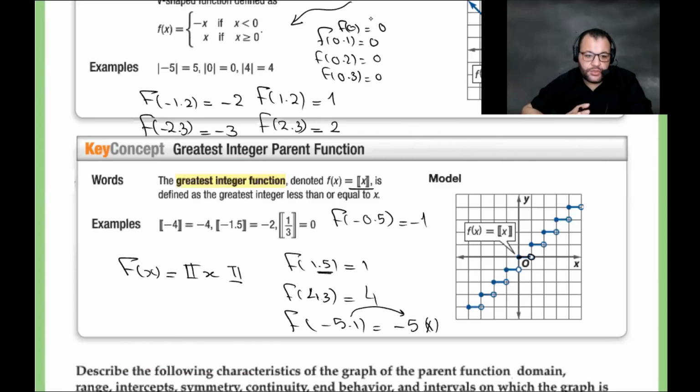Any problem for this one? Wait, sir, is it like rounding? Not rounding. When I say f of 0.9, the answer is still equal to 0. F of 0.99, the answer is still 0. So anything below 1 is 0. Anything below 2 is 1. Anything below 3 is 2. Understand it?